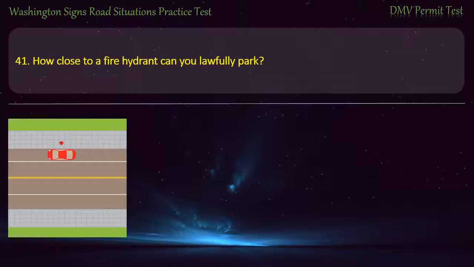Question 41. How close to a fire hydrant can you lawfully park? 15 feet. 10 feet. 6 feet. 20 feet. Answer. 15 feet.